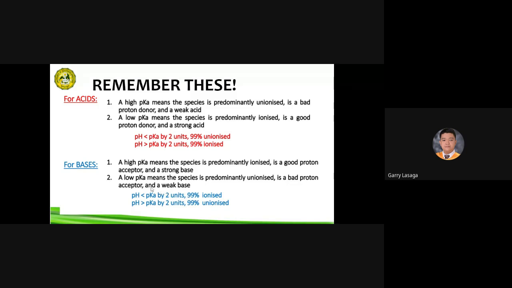So again, a basic drug that has a low pKa is also considered to be a weak base and a bad proton acceptor because, when we say a weak base, this type of drug will not completely dissociate in solution. So it will only produce a small amount of hydroxide ion. For an acidic drug, a low pKa value would also mean that it is a strong acid, and it is a good proton donor because a strong acid will always dissociate completely in a solution, so it will provide more H plus ions in the solution.